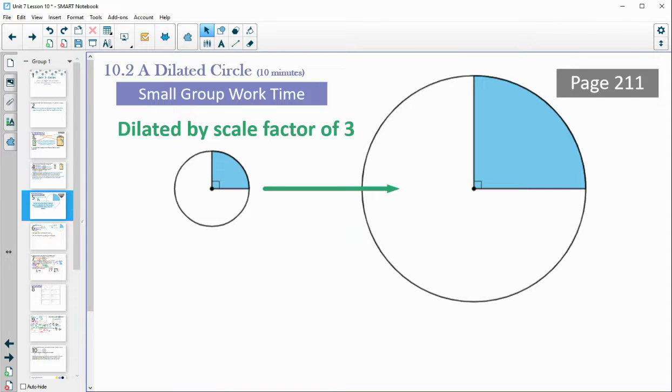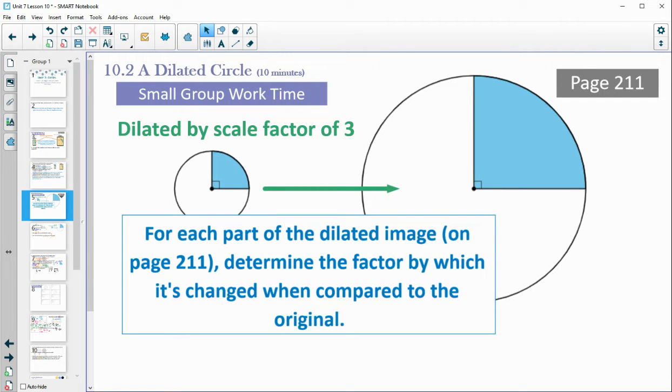All right, then page 211, we see this diagram. We have two circles. The larger circle is a dilation by a scale factor of 3 from the smaller circle. On page 211, you'll see some parts listed out there. Determine the factor by which each part is changed when compared to the original. Based on that, we know that it's a dilation of a scale factor of 3, and remembering what you know about dilations. Once you've done 1 through 5, then come back to the video and we'll discuss it.